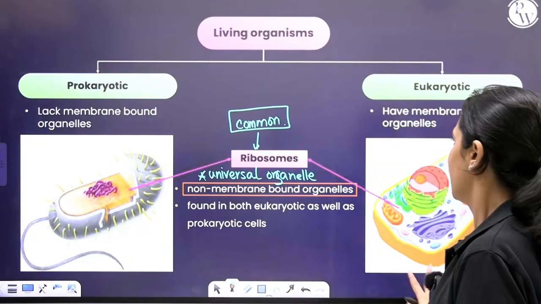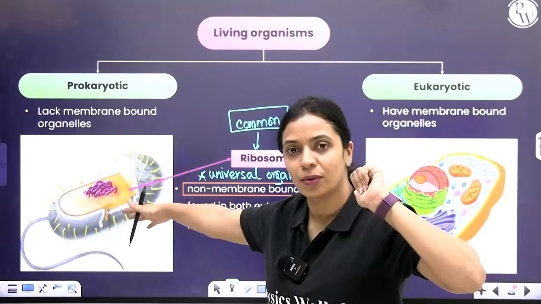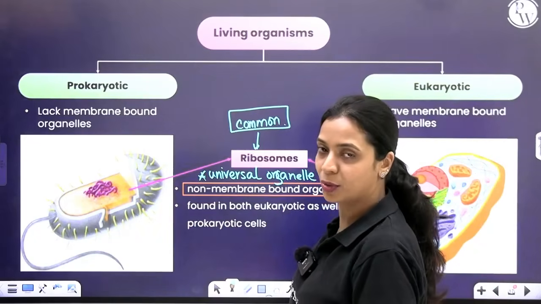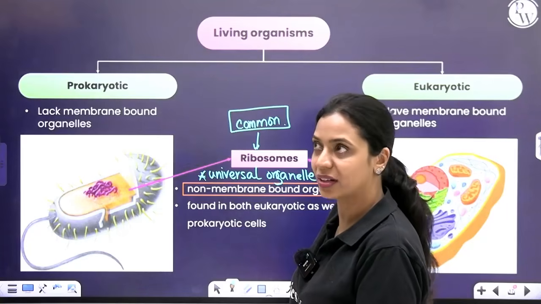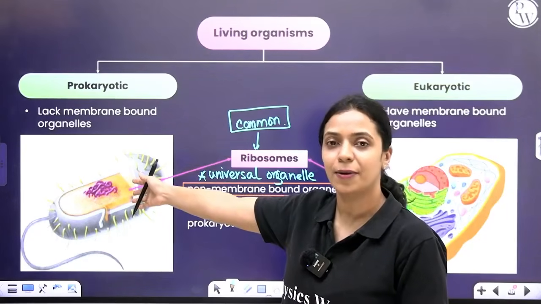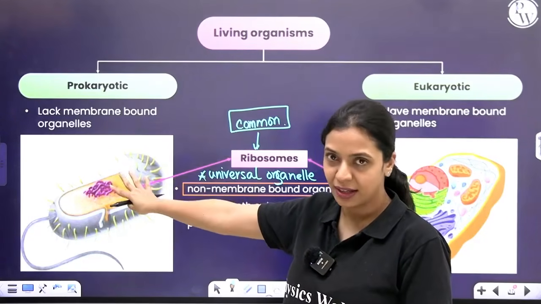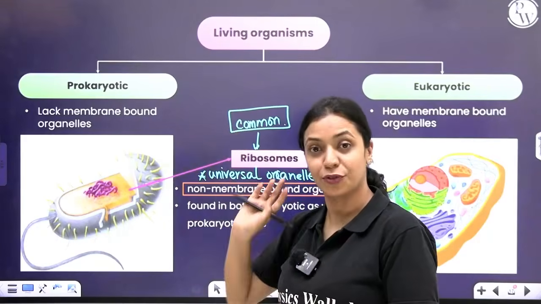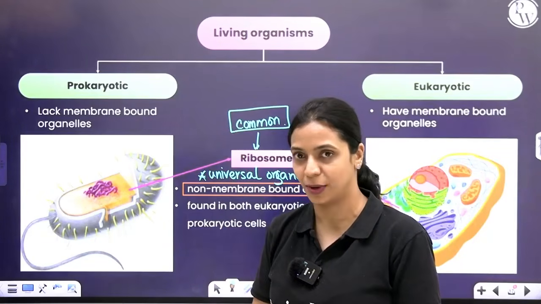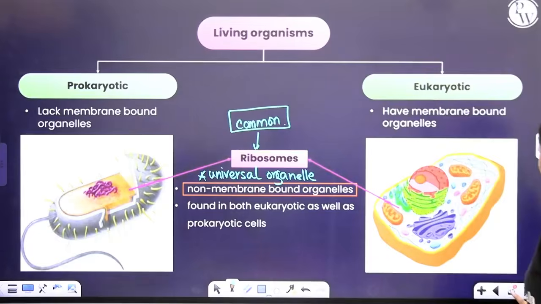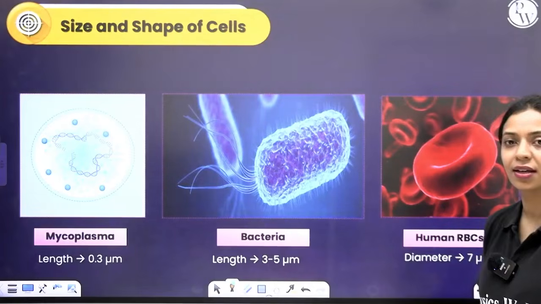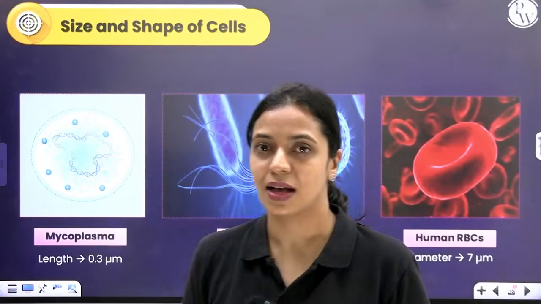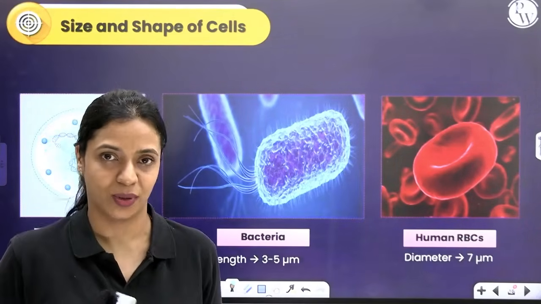Okay. So first difference was there is no membrane-bound nucleus, there is membrane-bound nucleus. No membrane-bound organelle, membrane-bound organelle is present, many of them are present. Here ribosomes are there, here also ribosomes are there, but still there is difference in the structure of ribosomes. We'll learn about it later. Okay. Now let's talk about the different shapes and sizes of cells. Generally, prokaryotic cells are smaller in size compared to eukaryotic cells.